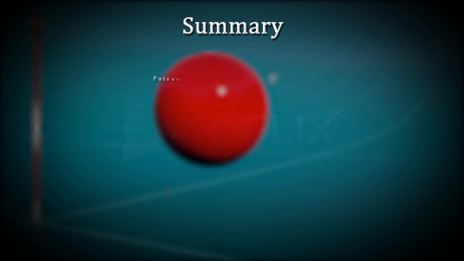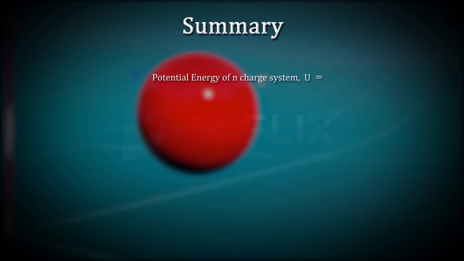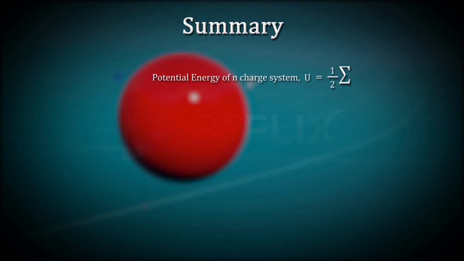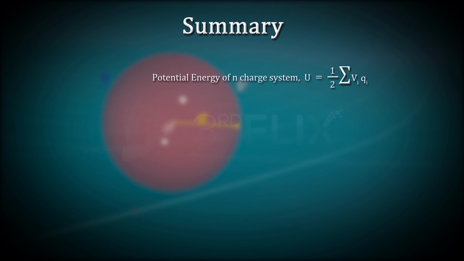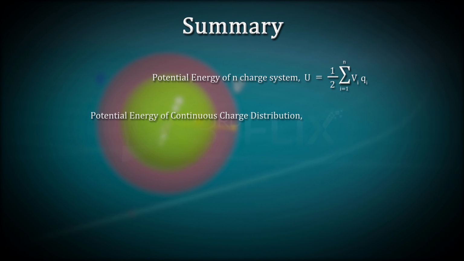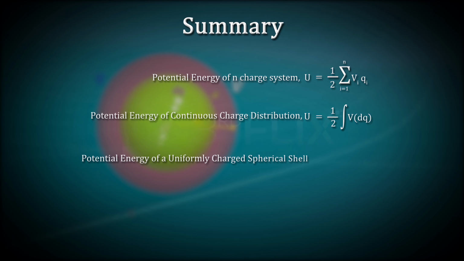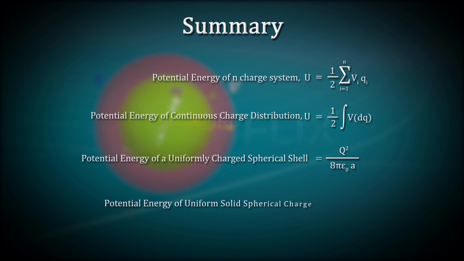Summary: the potential energy of the n-charge system is equal to half of sigma ViQi, where i runs from 1 to n. Potential energy of a continuous charge system is equal to half of the integral of V dq. Potential energy of a uniformly charged spherical shell of radius a is Q square by 8 pi epsilon naught a, and that of a uniform solid spherical charge of radius a is 3Q square by 20 pi epsilon naught a.